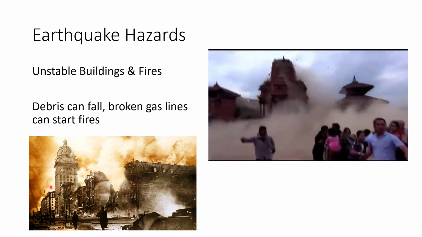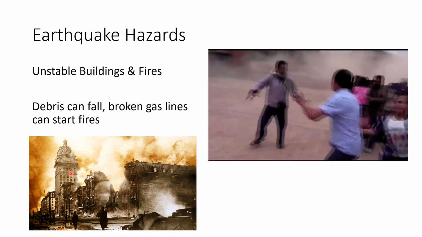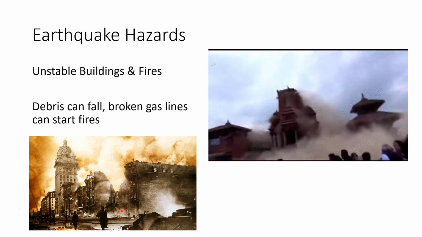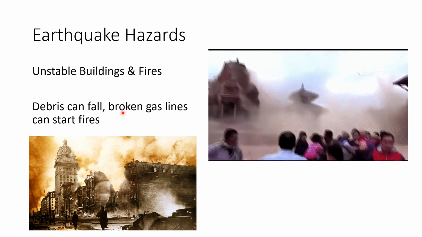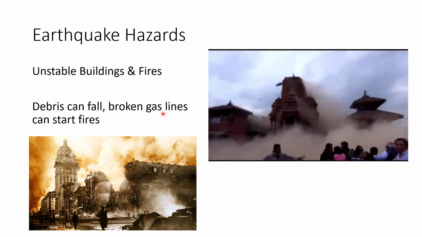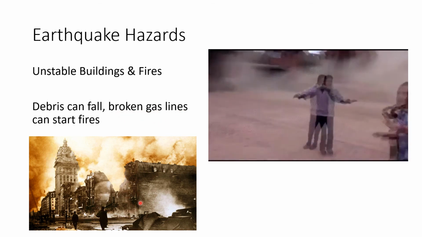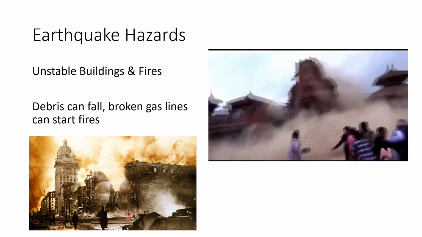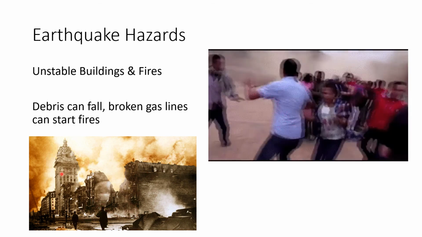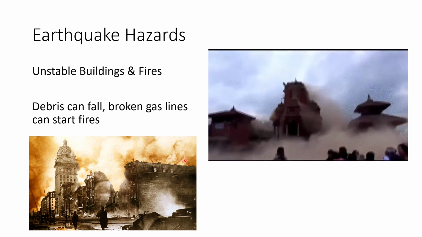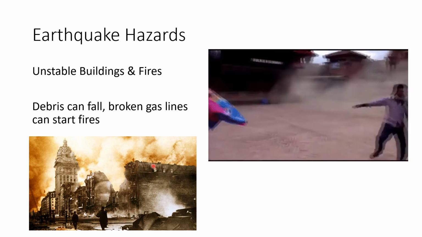This picture here is a colorized picture from 1906. There was a major earthquake that struck San Francisco, and that earthquake shifted the ground so much that a lot of the gas pipelines underground were broken, and the gas leaked out, and any kind of spark can cause a huge fire. And so a lot of people died in the fires in San Francisco in 1906 that were caused by an earthquake.